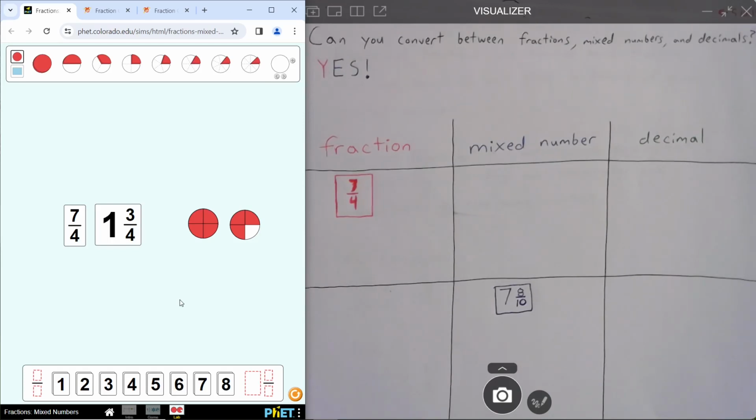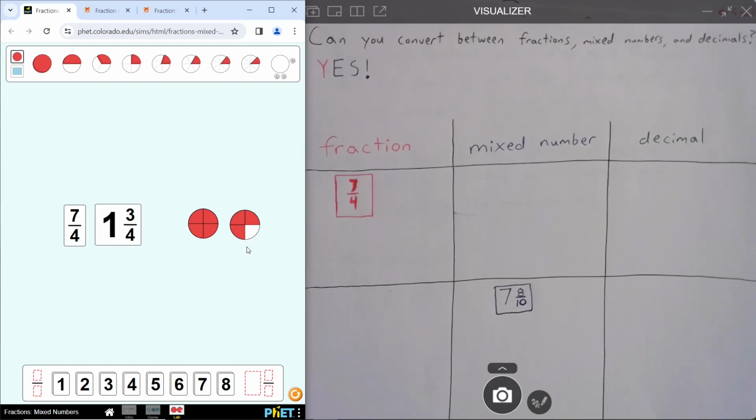So on the left side, you see the first example visually, which is that the fraction of 7/4 is the same as the mixed number of 1 3/4. See how we have 7 parts that are each 1/4 in size? 1, 2, 3, 4, 5, 6, 7 parts that are each 1/4 in size. And that's also the same as 1 whole and 3/4.